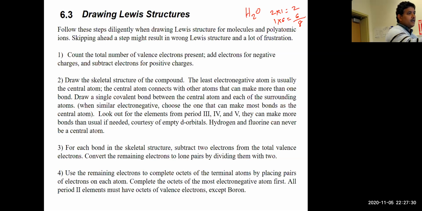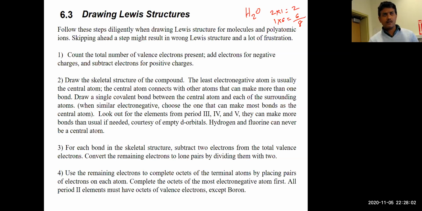Okay, and until here it goes smoothly, but sometimes you would have to choose an atom where there are no significant differences in electronegativity values, or atoms that can make the same number of bonds. That is why I added this: look out for the elements from period 3, 4, and 5. They come under exceptions towards the end of the chapter, but again, I want to include rules for every possible exception, to make this a foolproof method.